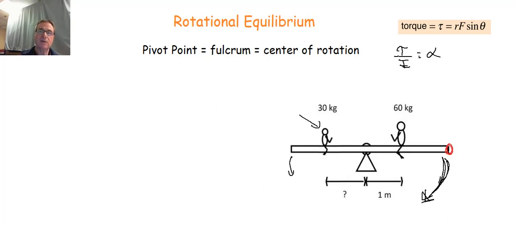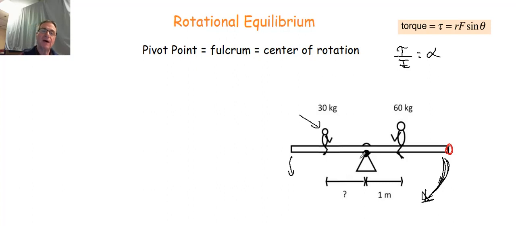Okay, we'll assume that it can hit the ground. But with both people on the seesaw, we could achieve rotational equilibrium, but they're going to have to be sitting in different places. This is my pivot point right in the center. My pivot point is exactly at the center of mass, or the center of gravity, of the seesaw itself.